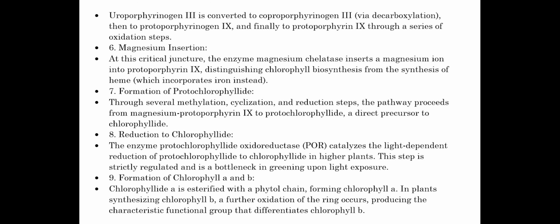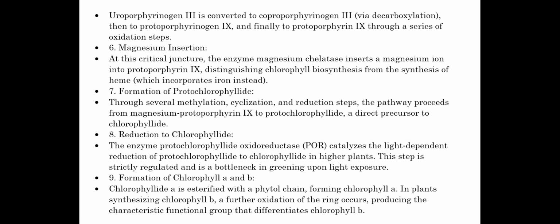Through several methylation, cyclization, and reduction steps, the pathway proceeds from magnesium protoporphyrin IX through protochlorophyllide, a direct precursor to chlorophyllide. Then there's a reduction that takes place. Another step is strictly regulated and is a bottleneck for greening, dependent on light exposure, and the formation of chlorophyll A and B. So there are two different types of chlorophyll. And then it's esterified with a phytol chain, forming chlorophyll A.